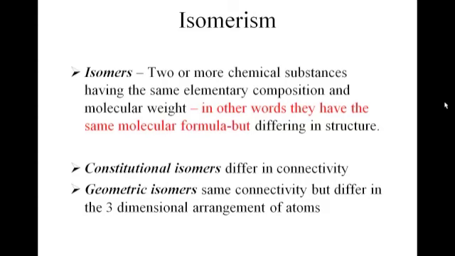We'll learn a lot about geometric isomers a little bit later on, but geometric isomers are isomers that have the same connectivity, but they differ in the 3-dimensional arrangement of their atoms. So we'll talk about that a little bit later on.